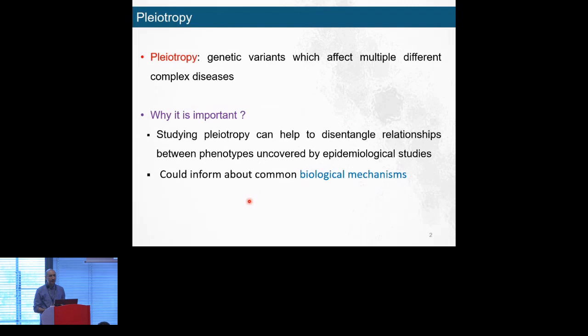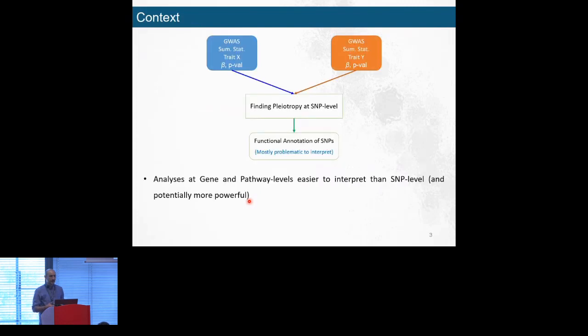And when we work with GWAS data, most of the time we are not allowed to use the individual level data due to security policies. So most of the time we are confronted with GWAS summary statistics in, for example, 2 traits. And for each trait, we have the effect value and the p-value for that effect.